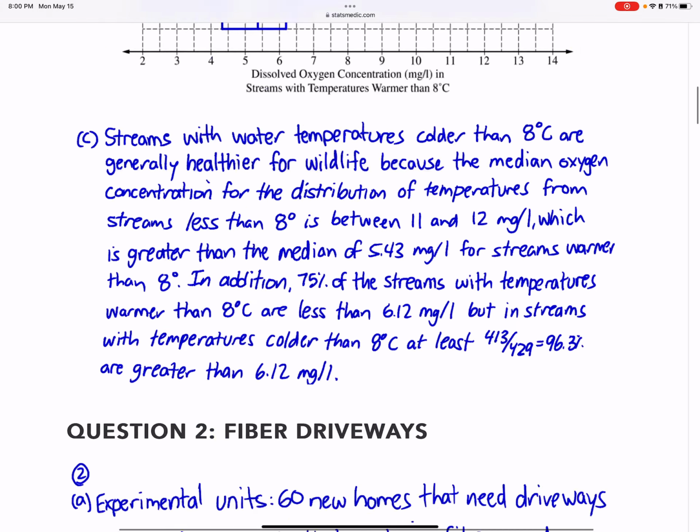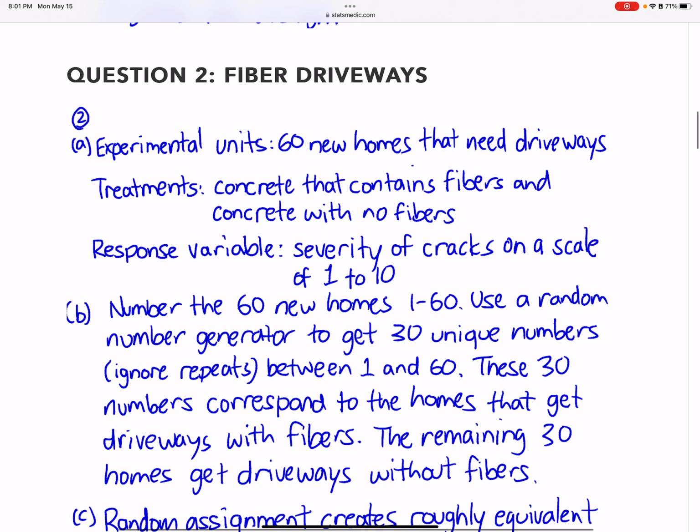So for A, the experimental units are 60 new homes that needed driveways. I believe it would be accepted if you said 60 driveways. But you have to make sure you have the 60 for sure to be able to get the credit at all for that. Treatments: concrete that contains fibers and concrete that has no fibers. You need to list both of those to get the point for treatment.